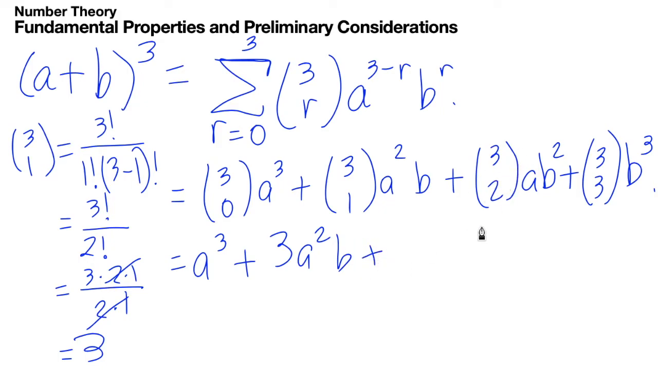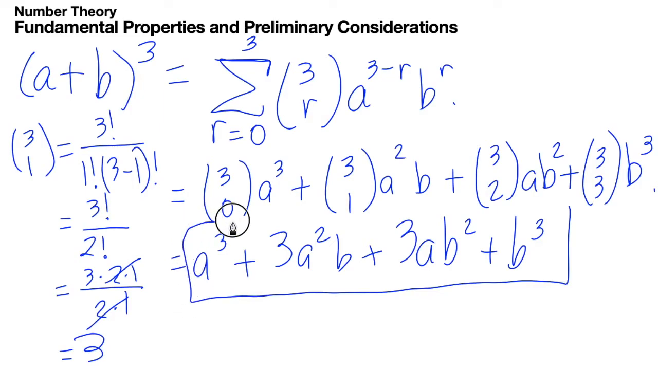Plus 3 choose 2. Maybe you can pause the video and try to solve it using this method. Okay, the answer here actually is still 3, a b squared, and then 3 choose 3 is 1. So we have b cubed. And this is our answer for a plus b quantity cubed.